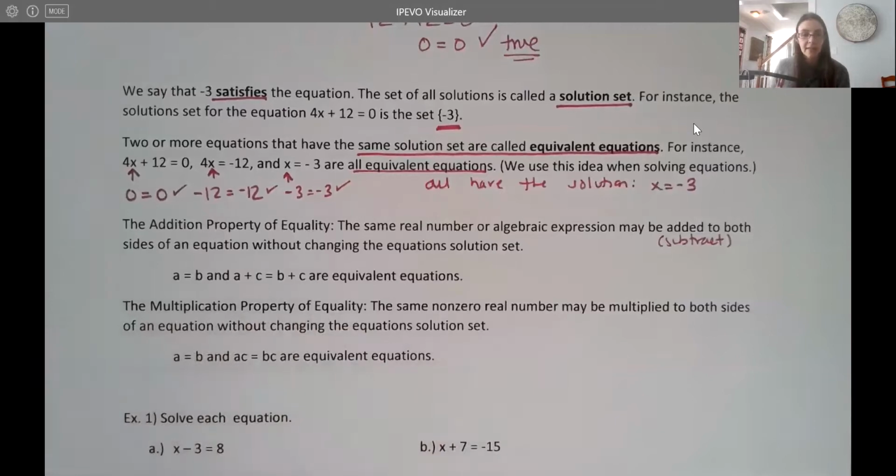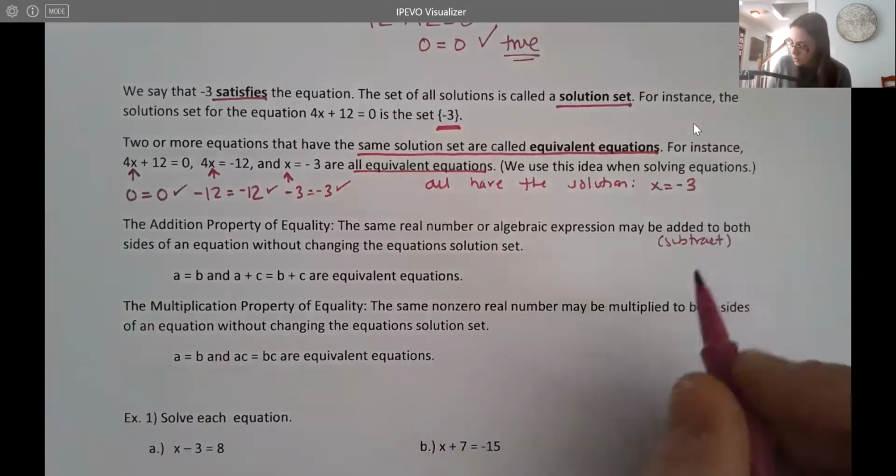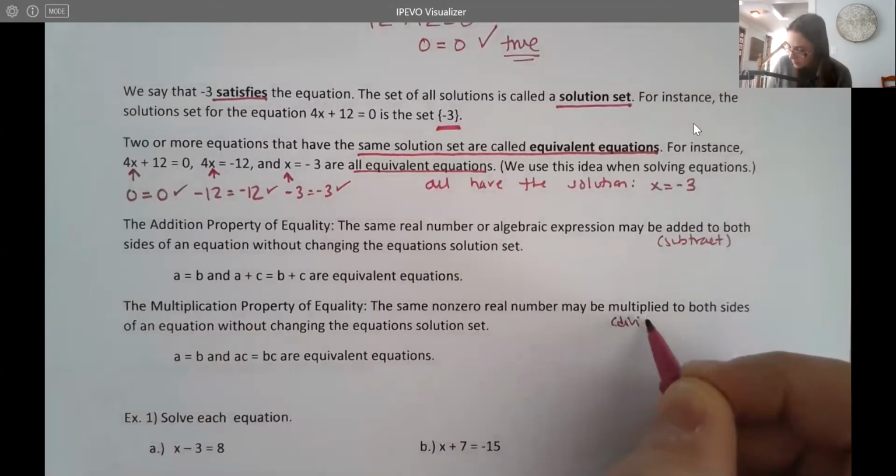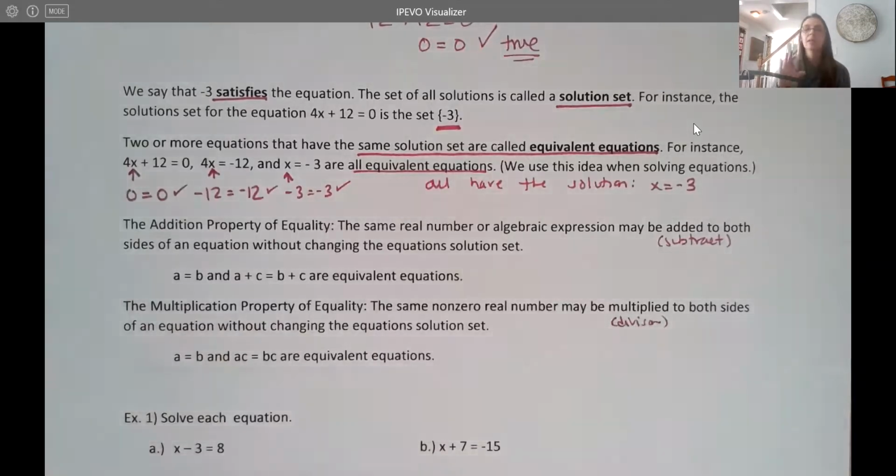Multiplication, same thing. It's absolutely fine to multiply both sides of the equation by the same number. Not 0 though, because 0 just kind of cancels everything out, but anything else besides 0, it will be fine. And it's also true for division, because dividing is the same thing as multiplying by a fraction. So we can incorporate those ideas here.